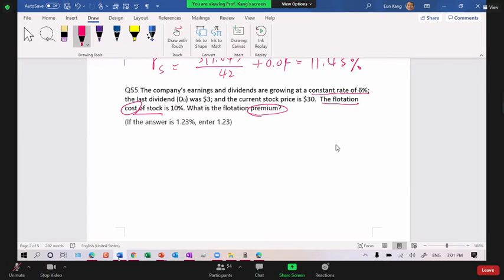Jacob, your face is still not shown. Okay, it's pretty strange. Yeah, it's just on and off. Sorry about that. No problem.